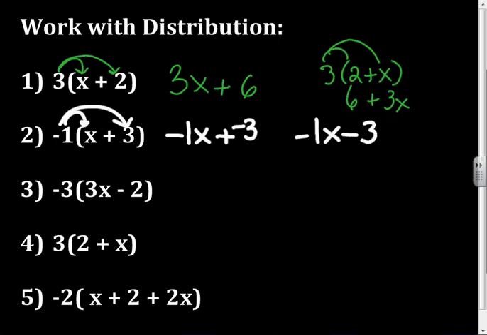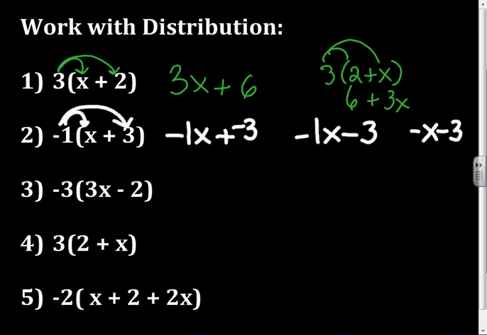Eventually, we should hopefully see that these are the same things. Or I could just write it negative x minus 3. All those are correct. Okay, let's try the next one. You should be doing this with me. You got a piece of paper. They're all there.